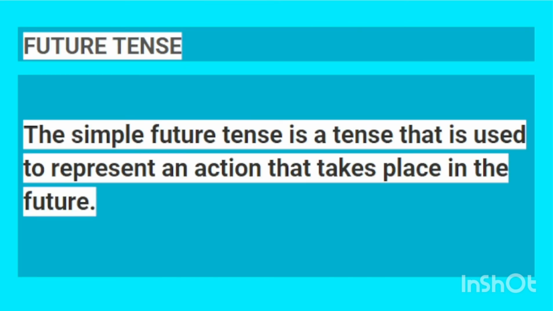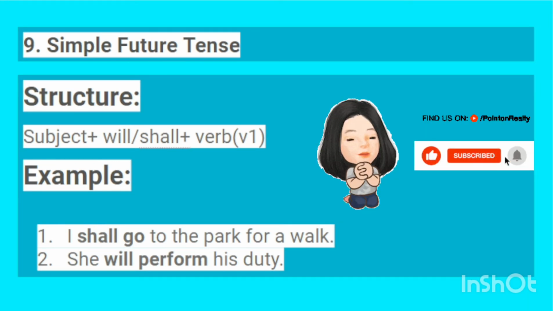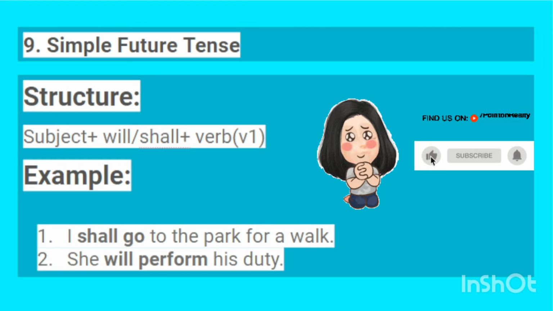Now I will discuss the future tense. The simple future tense is a tense that is used to represent an action that takes place in the future. One fact that you should keep in mind is that a simple future tense action starts and finishes in the future itself. The formula of simple future tense is as follows: subject, will/shall, first form of verb, and then object. For example, I shall go to the park for a walk. She will perform his duty.